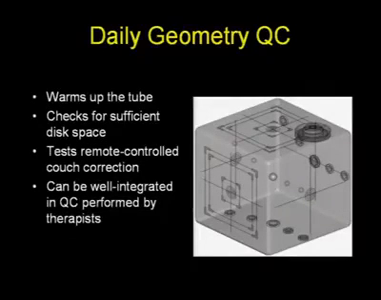We designed this Phantom in order to make it useful in the clinic, such that in this QC process, not only do we assess the accuracy of the system, but we also warm up the tube. We make sure that we have sufficient disk space on the workstation early in the day, so that we don't get stuck with a full overflowing hard drive in the middle of the day with a patient on the table. It tests the remote controlled couch correction, and it can be well integrated in the daily quality control performed by the therapist. There are marks and etchings on the surfaces of this Phantom to allow therapists to test for OBI, to test for field edge, and so on and so forth.